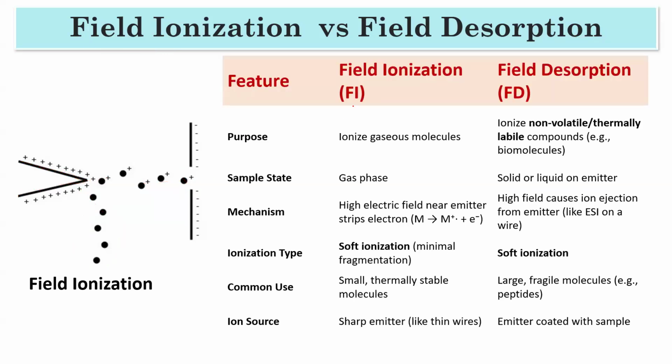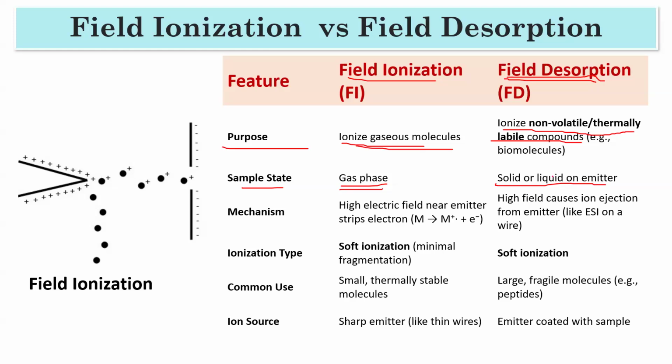So there is a difference between field ionization and field desorption. As I already told, in field desorption you can use some solid sample, right? So what is the purpose? In field ionization we can ionize the gaseous molecule, and in field desorption we can ionize non-volatile and thermally labile compounds. So you can understand they are like solids, and mostly they could be polymers, biomolecules and so on. And the sample state we already talked about: in field ionization it should be gaseous phase, and in field desorption it could be solid or liquid.